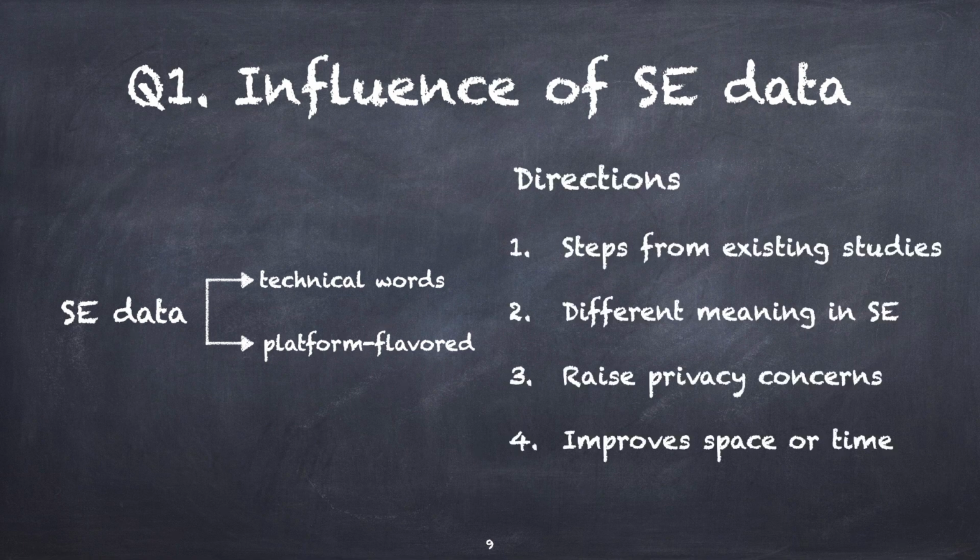1. Pre-processing steps used in previous studies, example URL. 2. Terms in the dictionary that can be incorrectly represented in software engineering text. 3. Elements that raise privacy concern, example email address. And 4. Elements that can improve space or time efficiency, example variance of space.